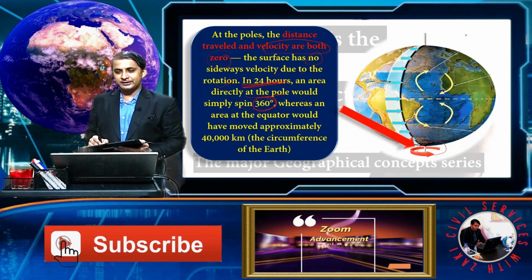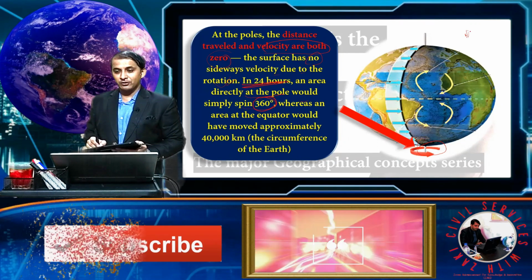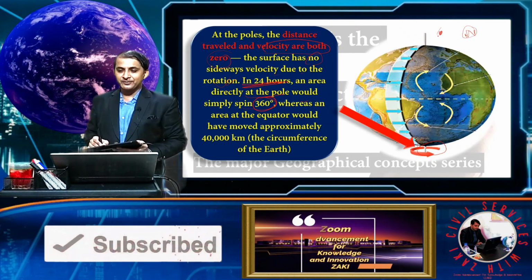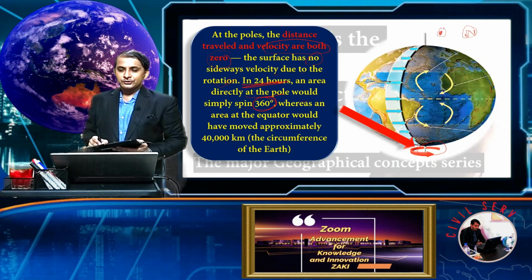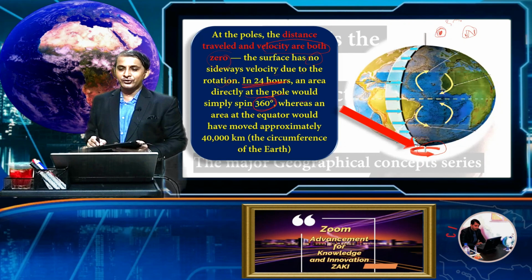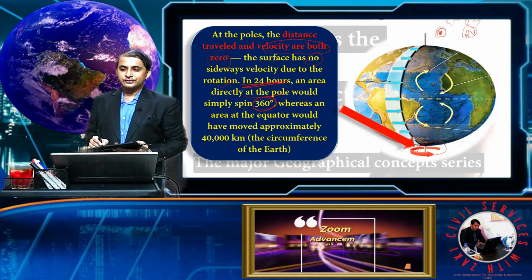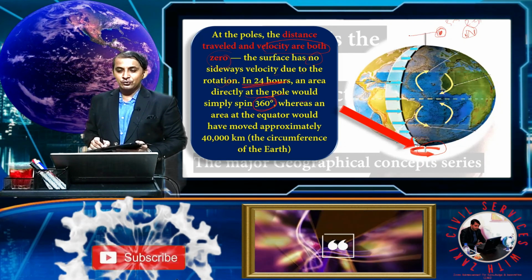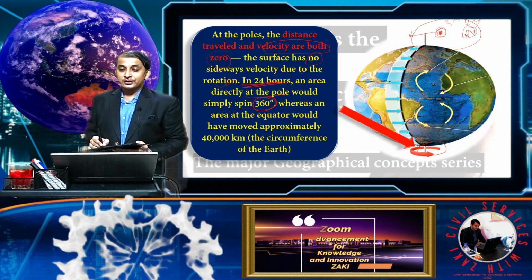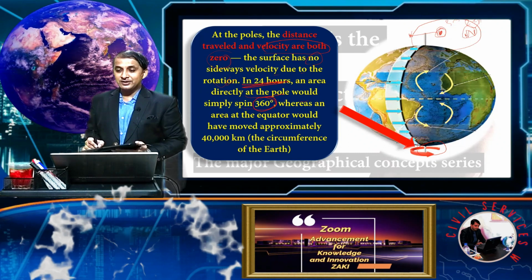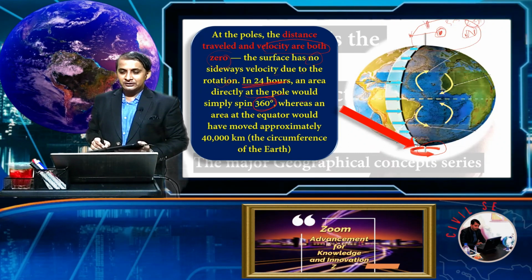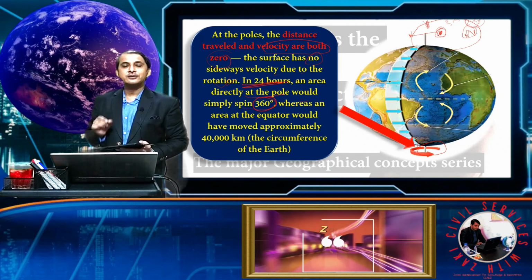So if you see here, the north pole or the south pole, some area like this area rotates 360 degrees in 24 hours. And further, if you go to the equator, the equator covers this area. It means the time is the same, 24 hours, so the speed of this area is more than at the pole.